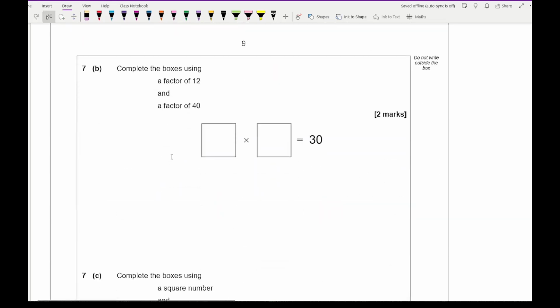Moving on to 7b, it says complete the boxes using a factor of 12 and a factor of 40. So factors of 12, remember, are numbers that divide into it without giving a remainder. So here we've got 1, 2, 3, 4, 6 and 12. And factors of 40 are 1, 2, 4, 5, 8, and then we've got 10, we've got 20, and we've got 40. So again, only using those numbers, a possible combination we could have is 3 times 10 in any order, or you could have 6 and 5.